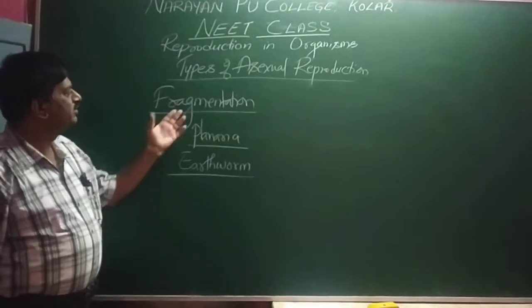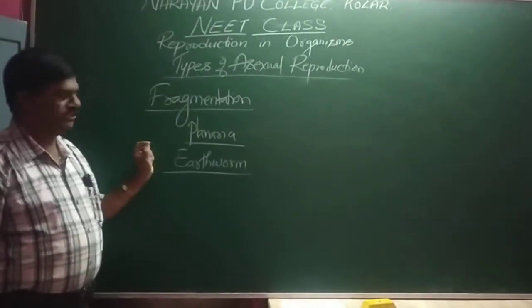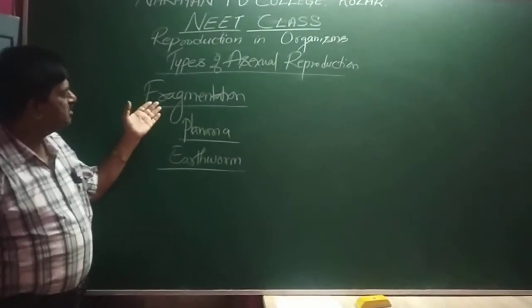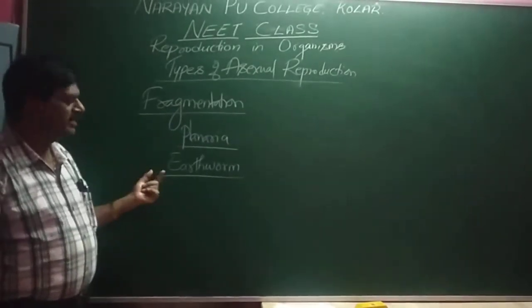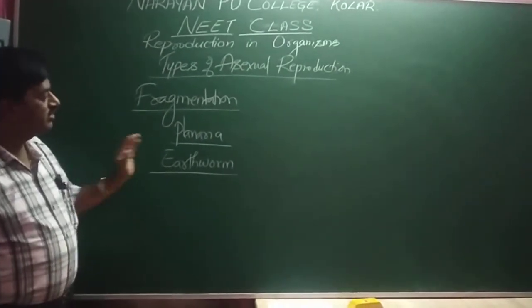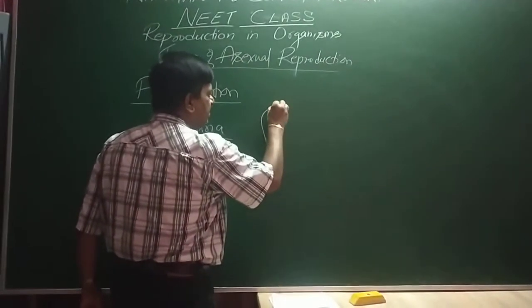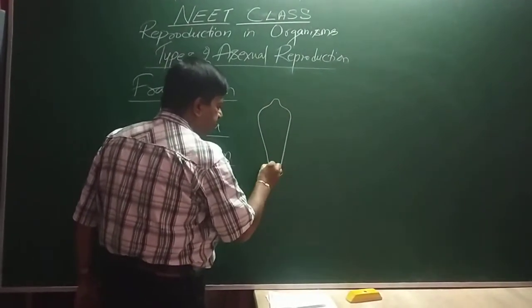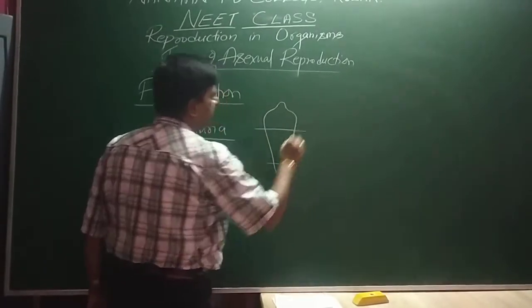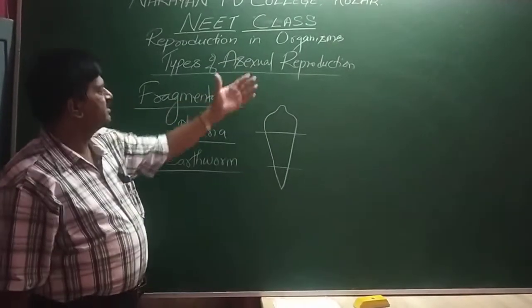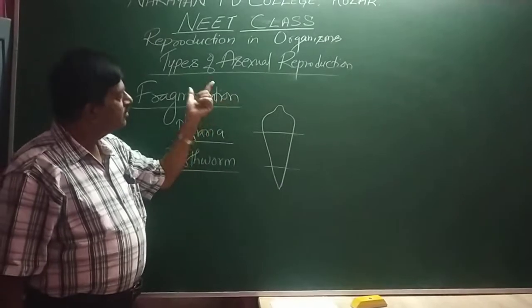So we'll start with the next one called fragmentation. The examples for fragmentation are planaria and earthworm. In planaria, the animal body is cut into pieces. Each piece gives rise to a new individual.